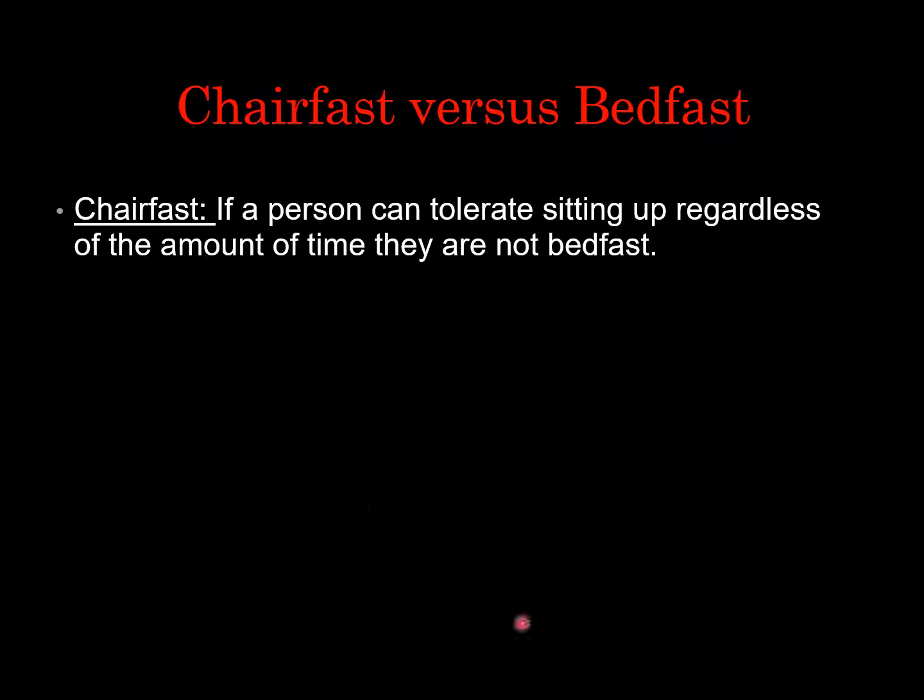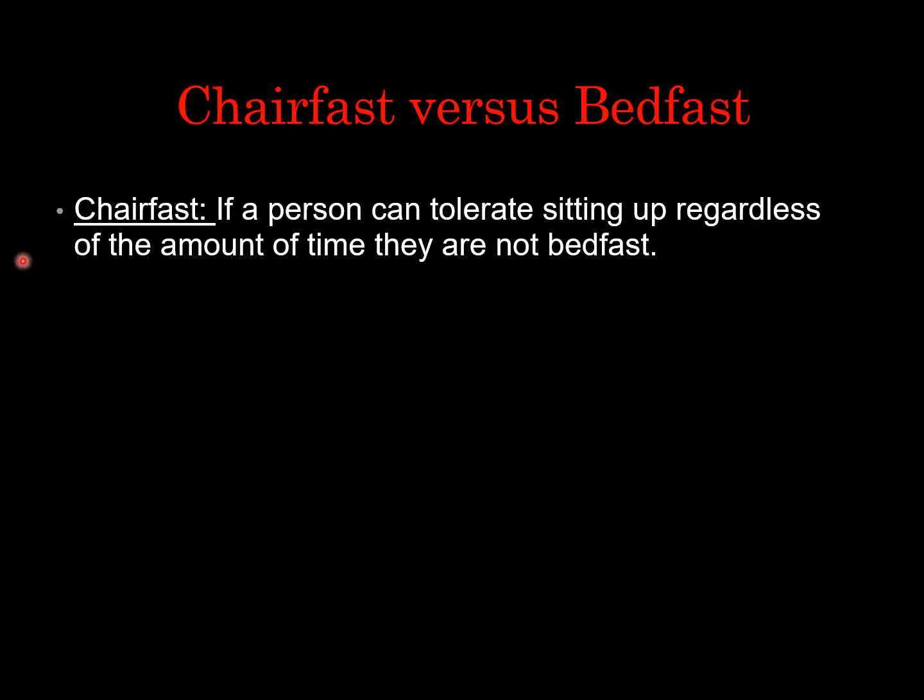What is chair fast and what is bed fast? Chair fast is a person who can tolerate sitting up regardless of the amount of time they are up. They are not bed fast. So this means even if they only sit up for 2 minutes, they're still chair fast, even if they spend the majority of time in bed. If you recall from the prior module discussing the 50% rule, it doesn't apply here.